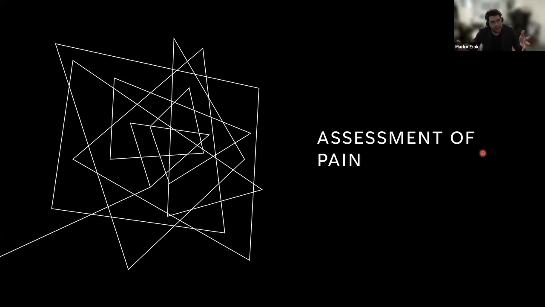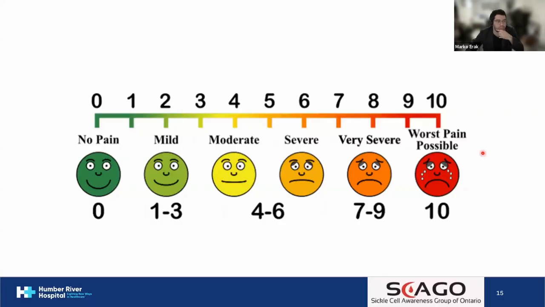I want you to know how we assess pain when somebody shows up, and what the difficulties are specifically in a sickle cell disease population. This is a very common tool that's used in pain management. It's called the visual analog scale. And it can be just a line. It can be from 0 to 100. It can be these faces.